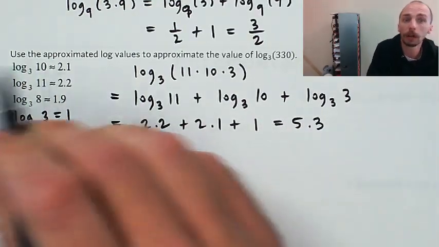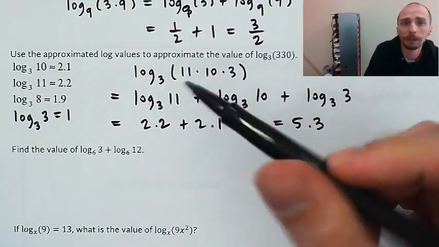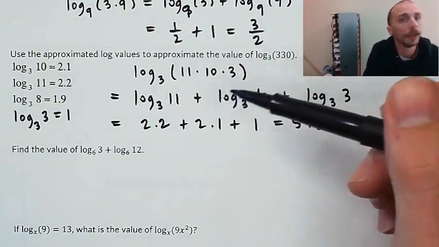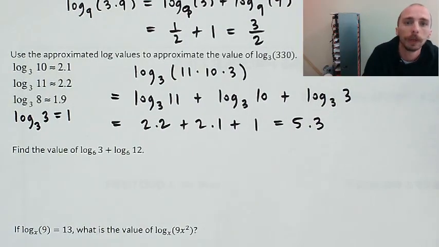I like these problems a lot. These ones where they give you an approximate value and you have to approximate a different log using properties. I'm a big fan of this problem type. So you can expect to see that on the homework. You can expect to see that on the quiz next time. And you can probably expect to see that problem type on the test eventually at the end of the unit.